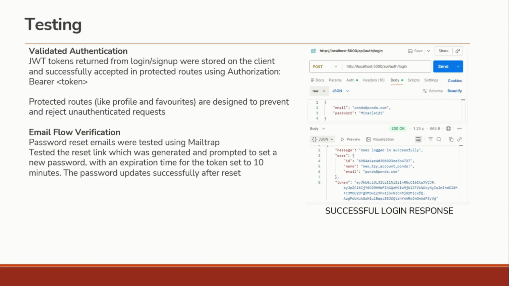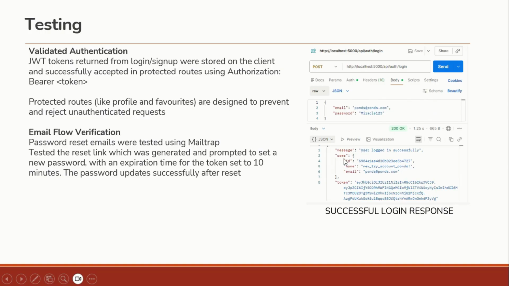Mailtrap, which was used for email flow verification, this was used to test the reset link which was generated, and this prompts the user to set a new password with an expiration time set for the token as 10 minutes. The password updates successfully after reset.